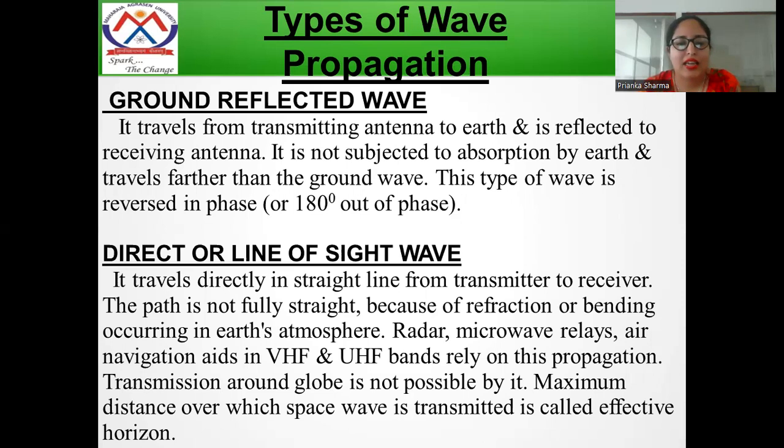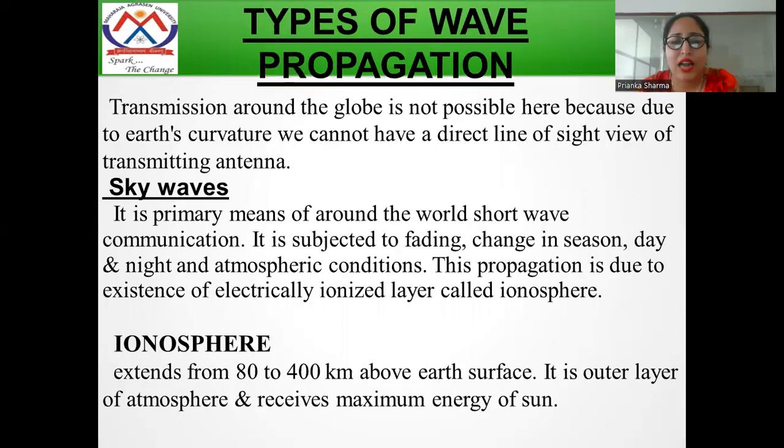The next is direct or line of sight wave. It travels directly in a straight line from the transmitter to the receiver. The path is fully straight because there is no reflection or bending occurring in the Earth's atmosphere. Radar, microwave relays, and air navigation aids in very high frequency and ultra high frequency bands rely on this type of propagation. Transmission around the globe is, however, not possible using this type of propagation. The maximum distance over which space wave is transmitted is called effective horizon. The transmission around the globe is not possible here because of the Earth's curvature. We cannot have a direct line of sight between the transmitting and the receiving antennas.